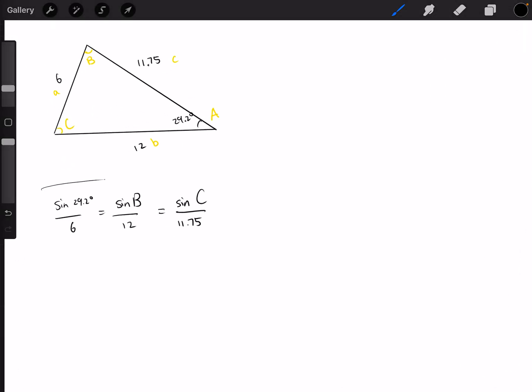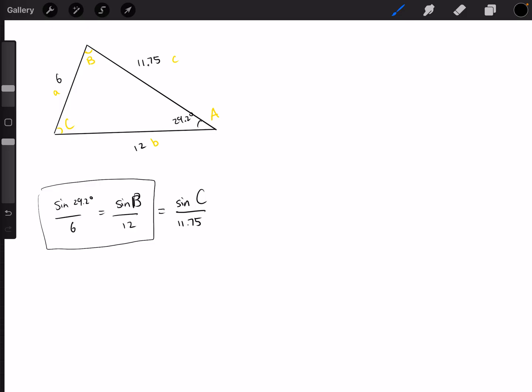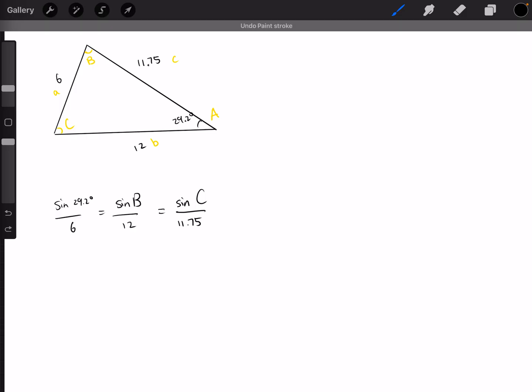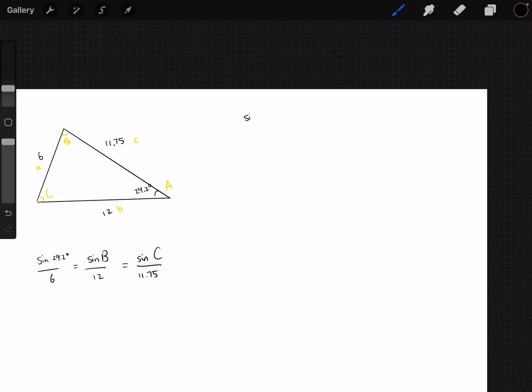If we look over here, this is already a formula we can work with because there's only one unknown variable, and that's this capital B over here, right? We don't really care about this for now. So let's take this part, move it over here. We have sine 29.2 over 6 is equal to sine capital B over 12.